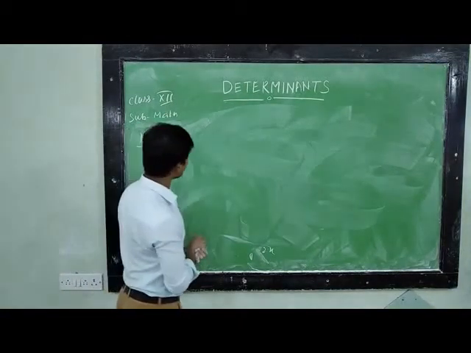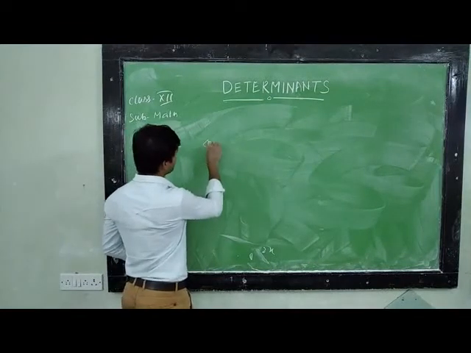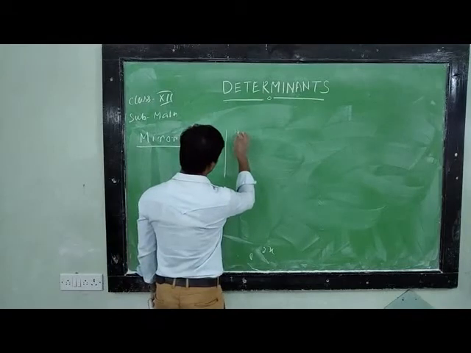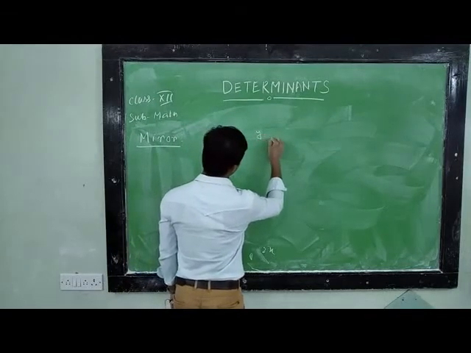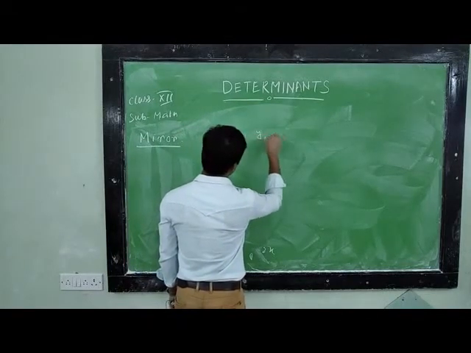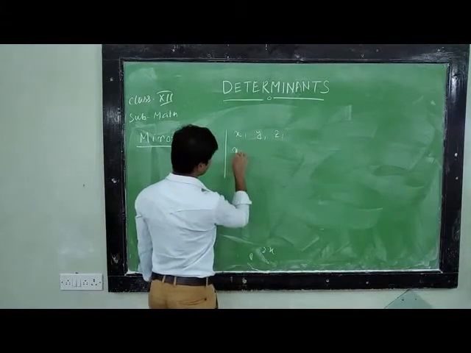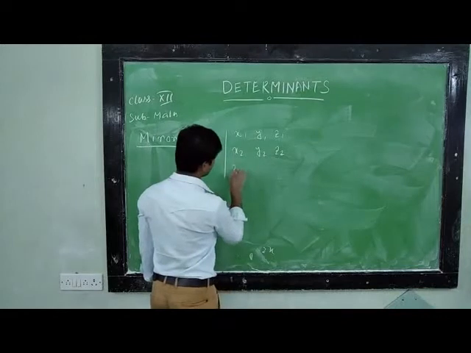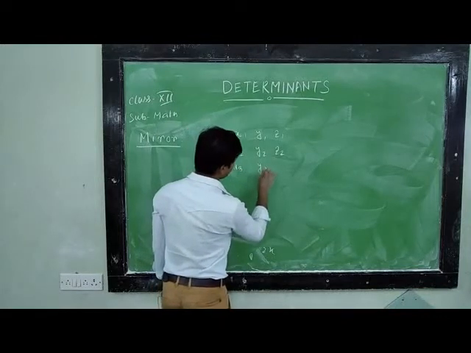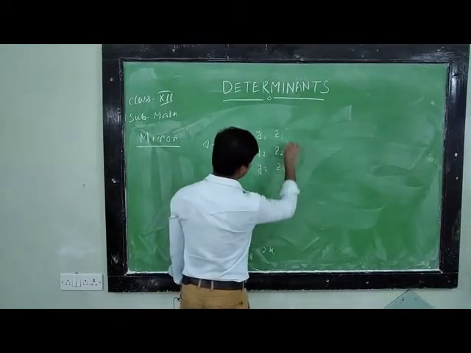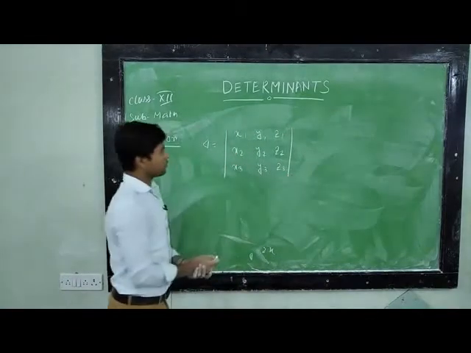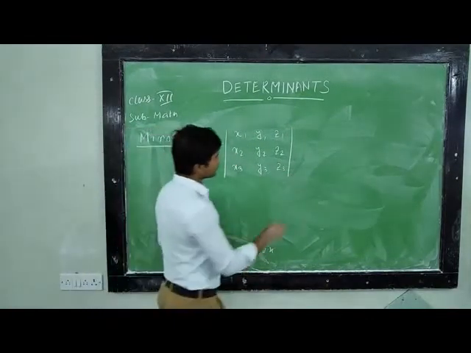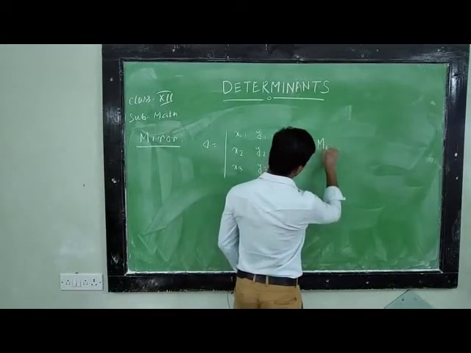Suppose there is a determinant: x, y, z; x1, y1, z1; x2, y2, z2; x3, y3, z3. Now minor means, minors of the determinant are denoted by Mij.